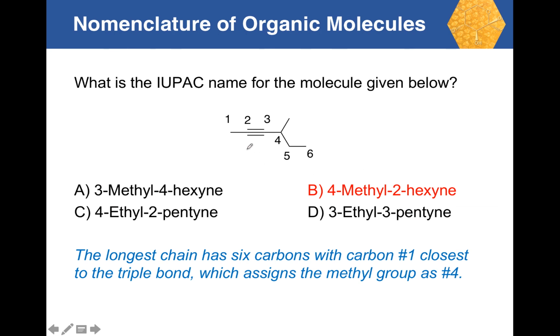And here it is. So we start numbering 1, 2, 3, 4, 5, and 6. Again, this becomes the longest chain that has the triple bond, and this is a branch. And that branch is on number 4, and it's a methyl group. This 2 represents the position of the triple bond, and the Y represents the triple bond. So with that, you should be able to name alkynes, and if given the name of an alkyne, you should be able to give the structure of an alkyne.